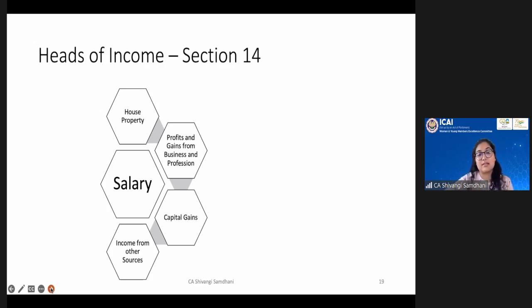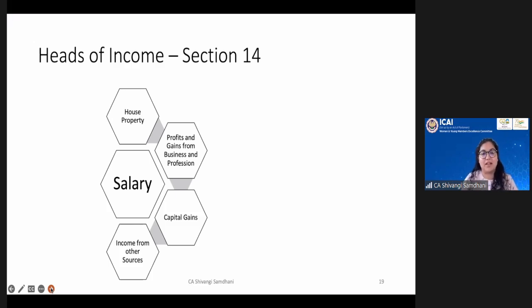Why is this distinction needed? Because every head has a unique way of computation of income and also has different rates of taxation for that particular head. So a bifurcation under heads of income is required. In fact, the ITR forms are also designed in such a way that one needs to bifurcate the total income into various heads of income and then only offer tax. So now we understand that every person is required to pay tax on the total income which is earned by him during the year at prescribed rates.